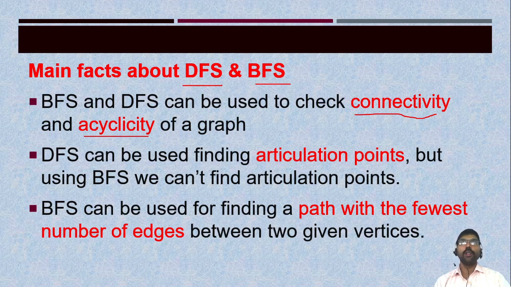Sometimes the graph is not connected, meaning between two vertices there is no single path or multiple paths. If between two nodes there is no path, that is called not connected. You have to check whether there is connectivity or not. That can be done by both of these algorithms.